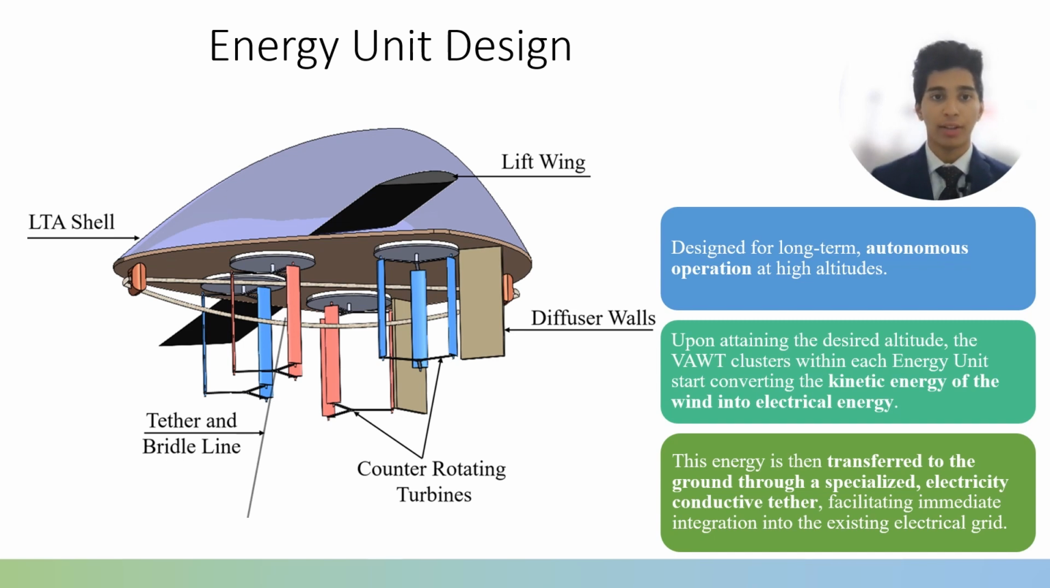Once airborne, the farm employs a dual lift strategy that combines both aerostatic and aerodynamic lift mechanisms. This feature allows the farm to maintain or adapt its altitude with high efficiency, optimizing its position relative to high-density wind layers. Upon attaining the desired altitude, the VAWT clusters within each energy unit start converting the kinetic energy of the wind into electrical energy. This energy is then transferred to the ground through a specialized electricity conducting tether, facilitating immediate integration into the existing electrical grid. By dynamically altering the angle of attack of lift wings, the system can execute a controlled, gradual descent.